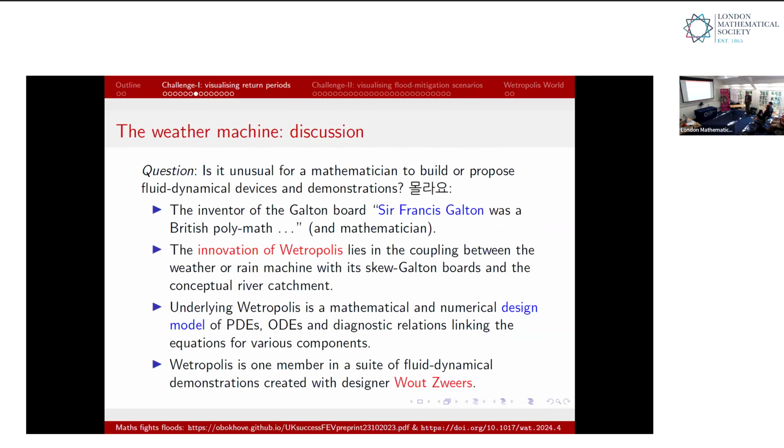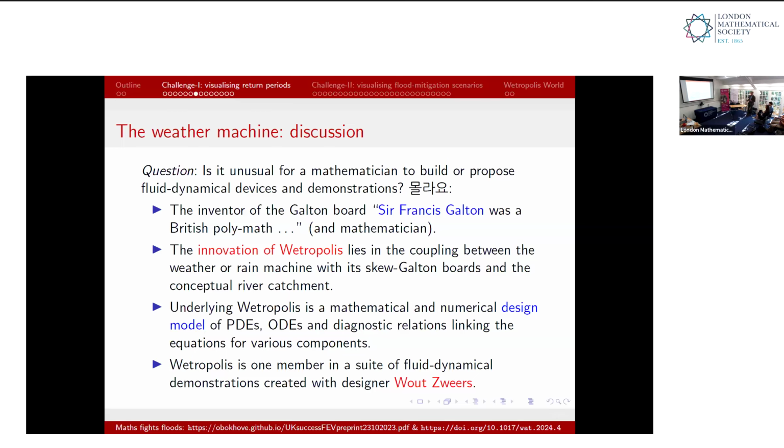Now I got the question in Korea, is it usual for a mathematician to make such fluid dynamical devices? They felt it was very peculiar that a mathematician was doing this. So I learned some Korean this year, and I said, well, I don't know. Okay. Then, as it happens, the Galton board, invented by Sir Francis Galton, was a British polymath and a mathematician.